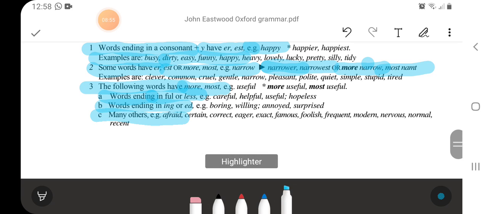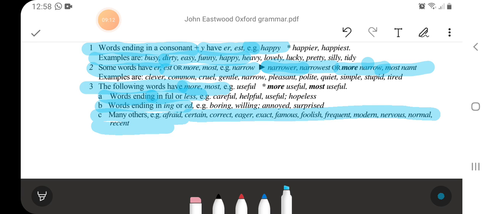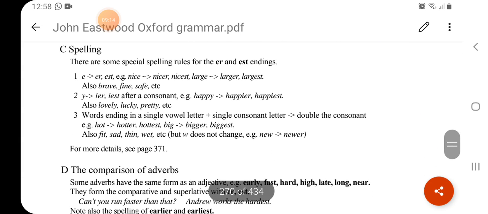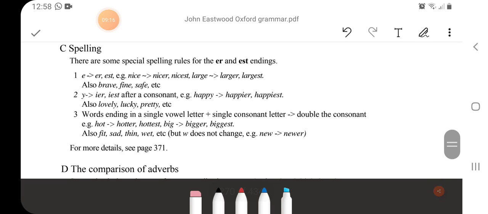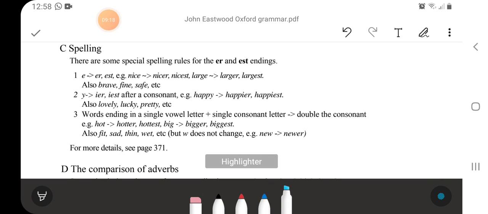Many others like afraid, certain, like can you use est or er with certain, certainer? No, it's wrong. We say more certain or most certain, correct, more correct or most correct. Clear? Okay, now let's discuss how we can deal with their spellings.